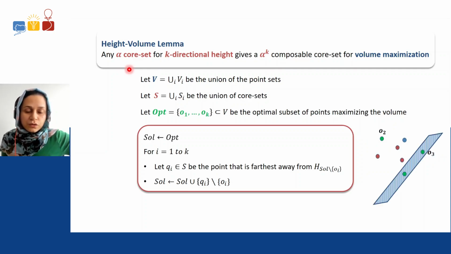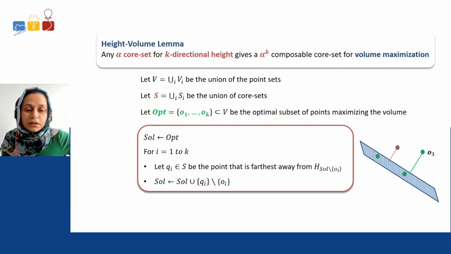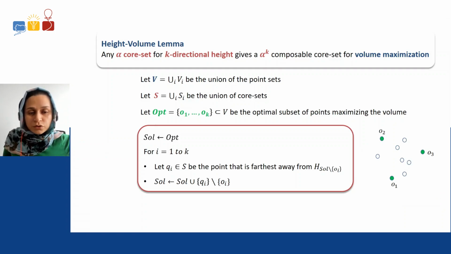Now I go to O2, and again I replace O2 with the point from the coreset that is furthest away from the subspace spanned by all the other points in the solution except O2. And then I repeat this process until I have replaced all the points in the optimal solution with points from the coreset. So I started with the optimal solution and I ended with k points from the coreset.